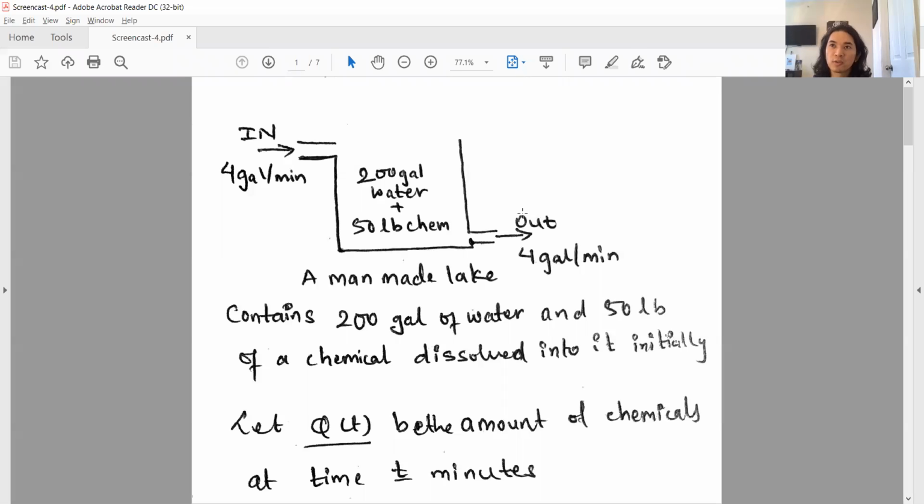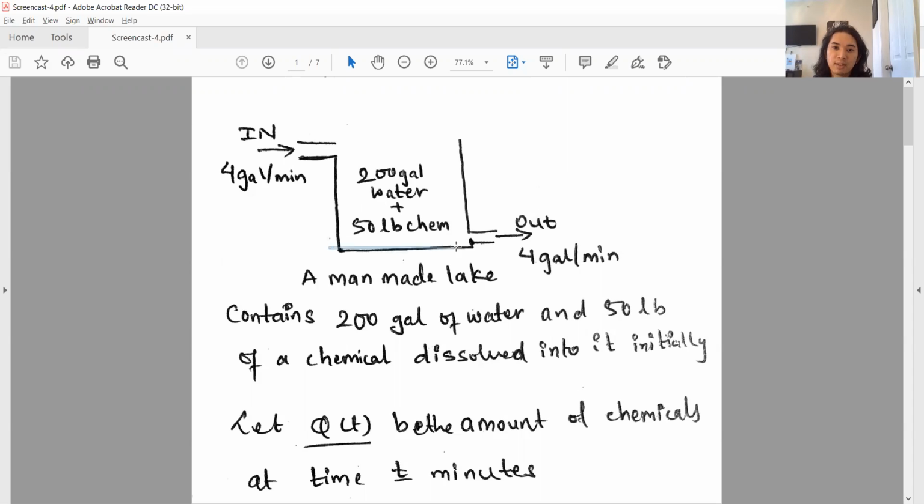This video is about mathematical modeling, setting up a differential equation, and solving it. We have a problem where a man-made lake initially contains 200 gallons of water with 50 pounds of chemical dissolved in it. A solution containing 3 pounds per gallon of chemical runs into the lake at the rate of 4 gallons per minute, and the well-mixed solution runs out of the lake at a rate of 4 gallons per minute as well.